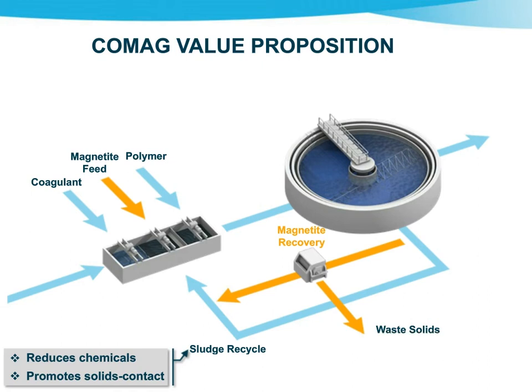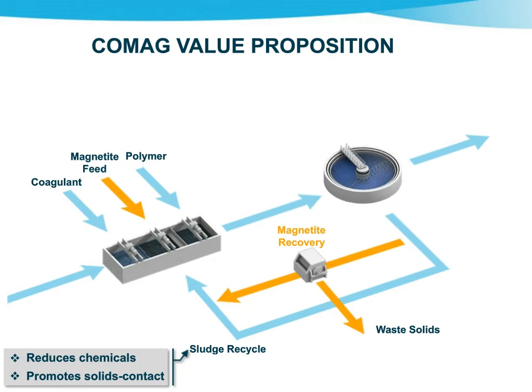To further enhance the nucleation process, a portion of the sludge from the clarifier is recirculated back to the ballast tank. This will minimize chemical addition and promote solids contact and further aid in the nucleation process. Since the Fe3O4 is magnetic, the magnetite is mechanically split from the sludge and recovered on the magnetic drum, where the recovered magnetite is returned back to the ballast tank.